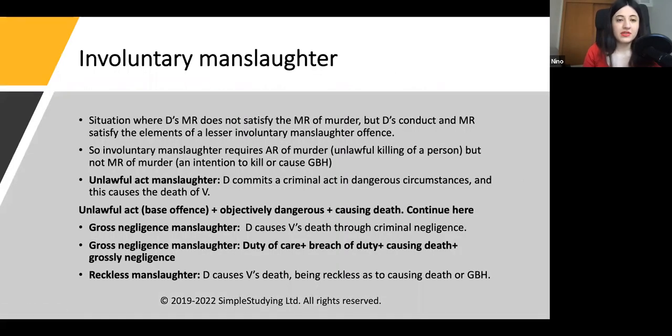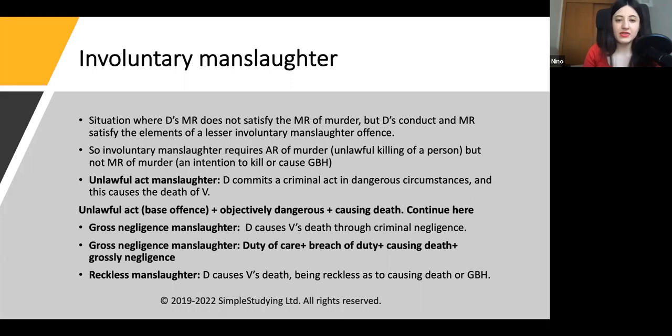Involuntary manslaughter. Involuntary manslaughter requires the actus reus of murder. You need to discuss whether there is the actus reus of murder, so whether there was an unlawful killing of a person, and then establish that there was no mens rea of murder, and then see if there were any partial defences, or in the case of involuntary manslaughter, whether unlawful act, gross negligence or reckless manslaughter applies.